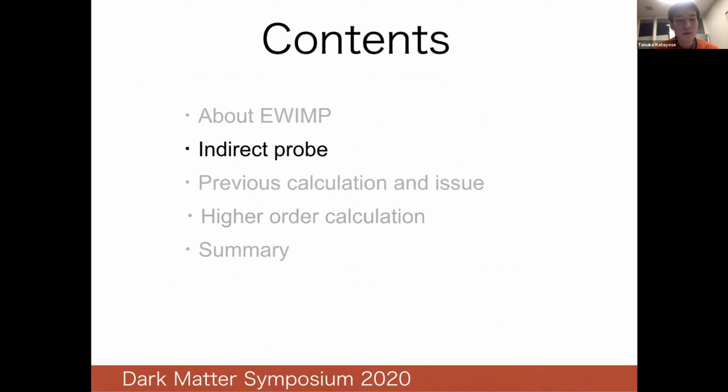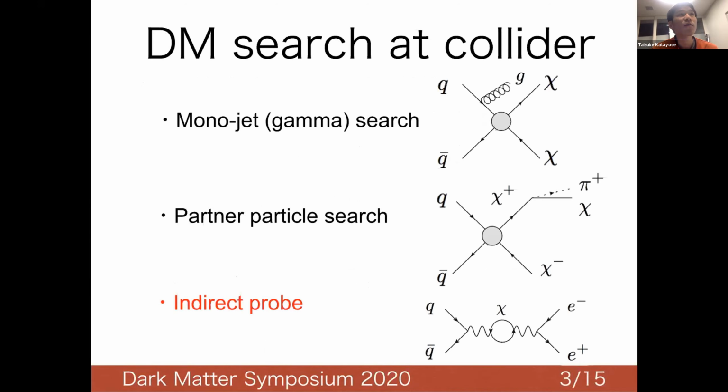Let me explain about the indirect probe. So we have several ways to search for EWIMP using colliders. The first is monojet search. The second is the partner particle search, the charged particle search. And third is the indirect probe. And here we look at the loop effect by EWIMP.